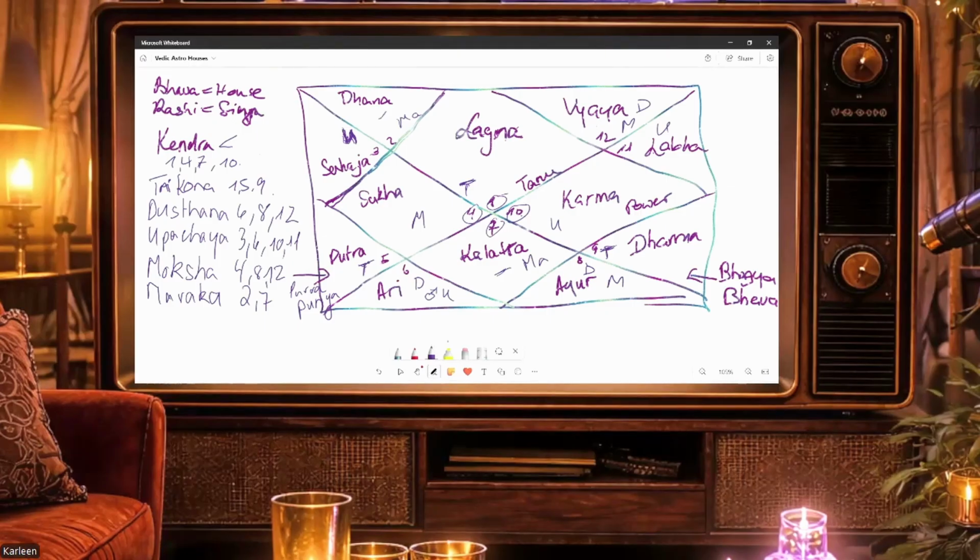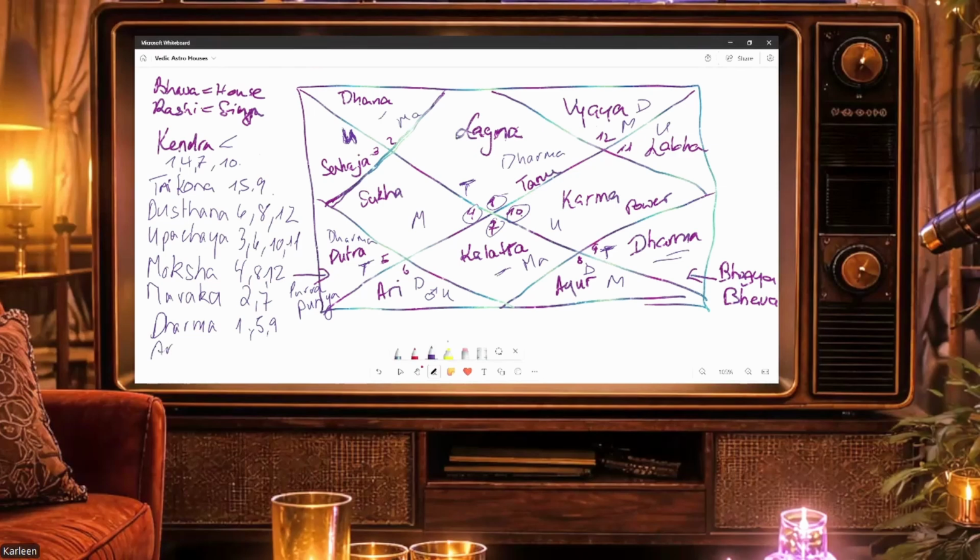Okay. So then you can also group these houses into the Dharma houses, which are the houses 1, 5, and 9. And those houses show your purpose, your righteousness, and your soul path.